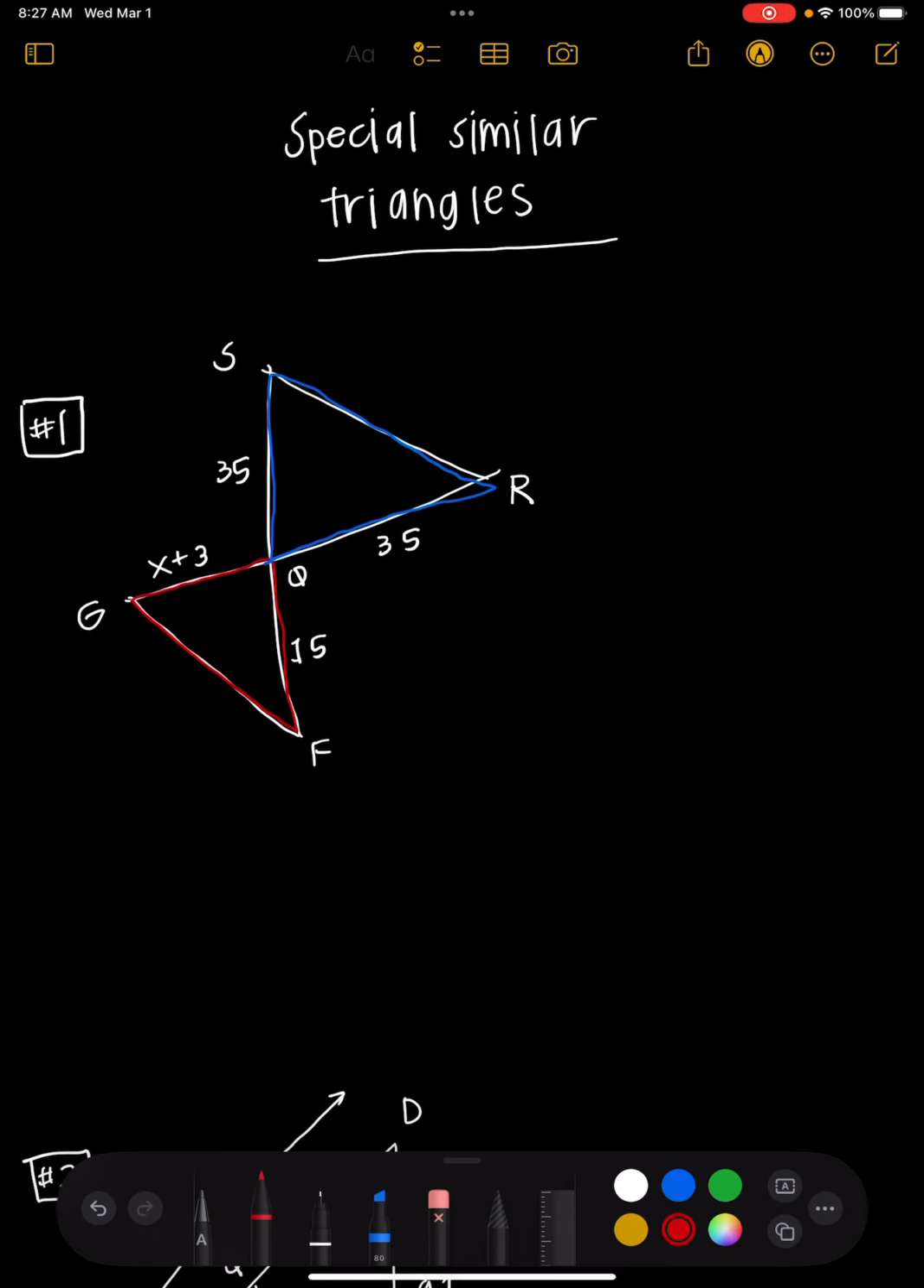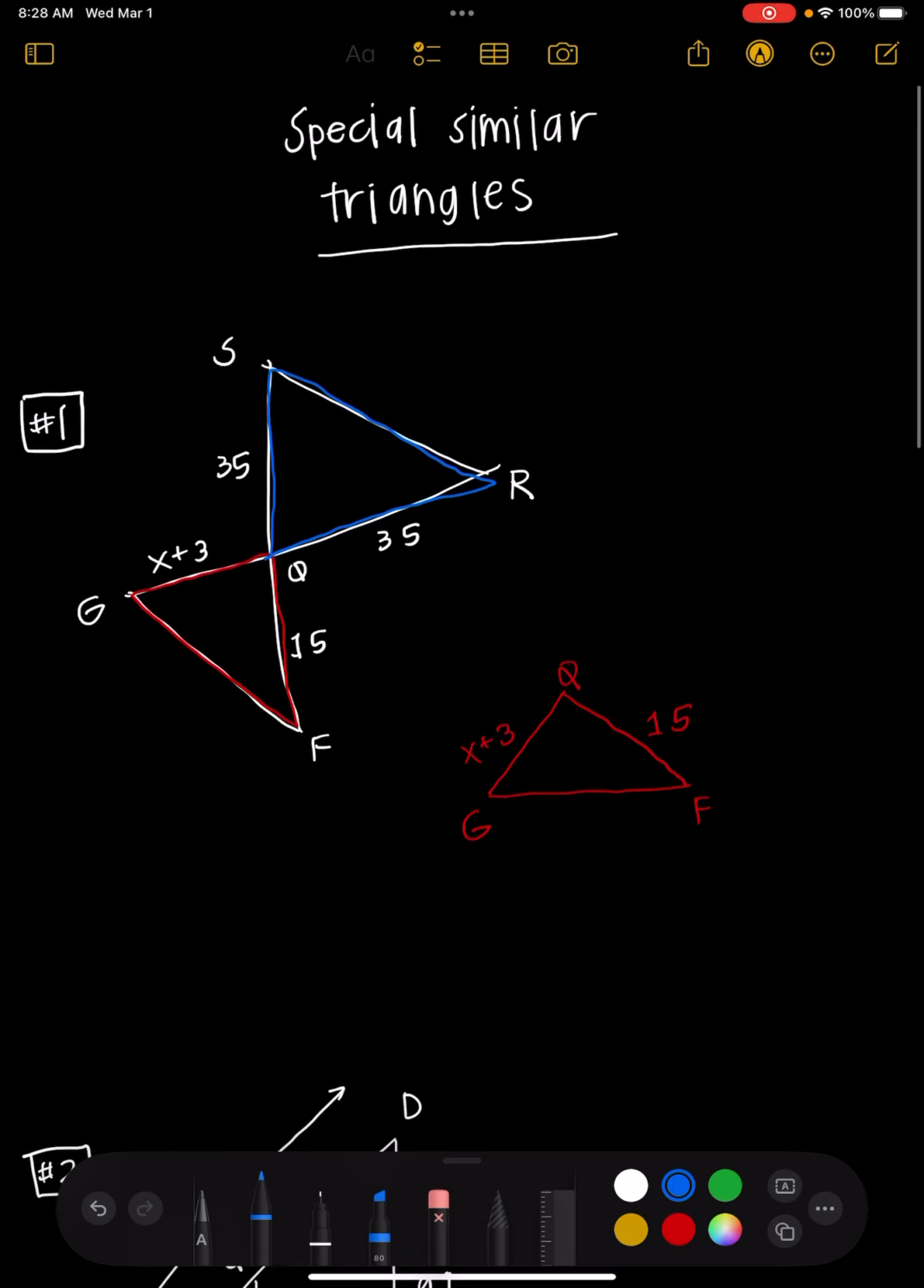So I'm going to start with the red triangle, and I'm just going to draw it right over here. Let's have this be G, this be F, and this be Q, which means that this is x plus 3, and this is 15. Then I'm going to draw the blue triangle, and the blue triangle looks really similar, obviously. I'm going to see if I can draw it over here. I know it's not going to be the same size because we're running out of space on the side.